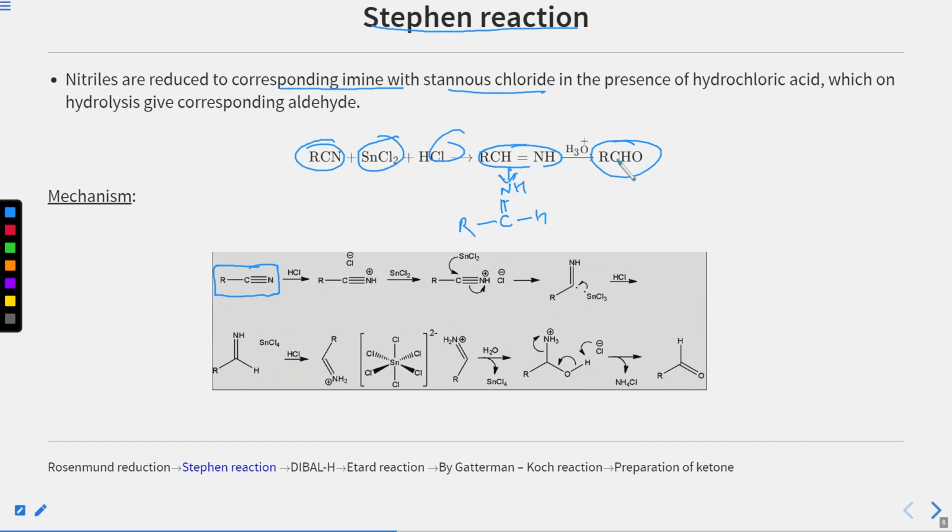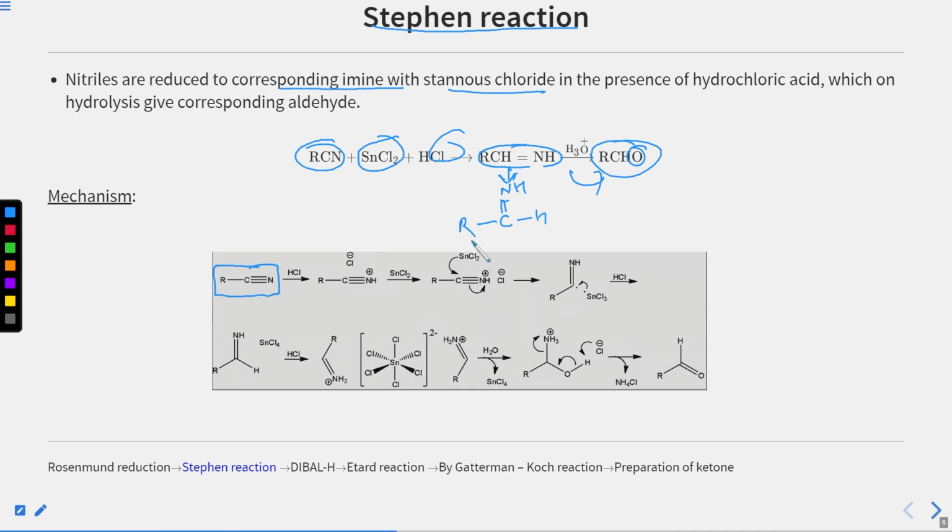Clear? After the hydrolysis, remember that an imine is very reactive towards water. It quickly deteriorates and forms your RCHO, because the carbon double bond nitrogen is not as strong as the C double bond O. The reason is very clear: the higher electronegativity of oxygen.